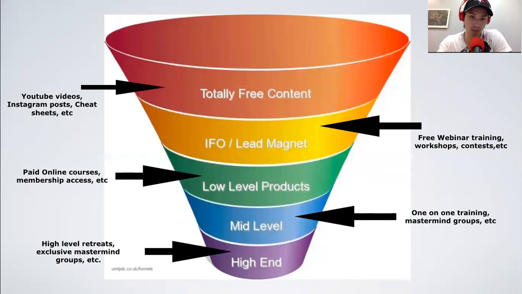Then jumping into the next level are the lower-level products: a paid online course, membership access, etc. Moving down to mid-level and then high level. Mid-level is one-on-one training, coaching, and mastermind groups, and high level is retreats, exclusive mastermind groups, and different things for you to consider. But this all ties into giving and curating, engaging with your audience, and building your 1,000 true fan base first.